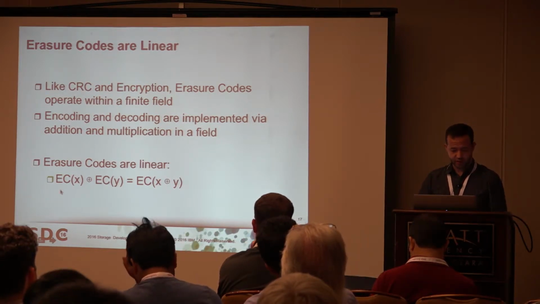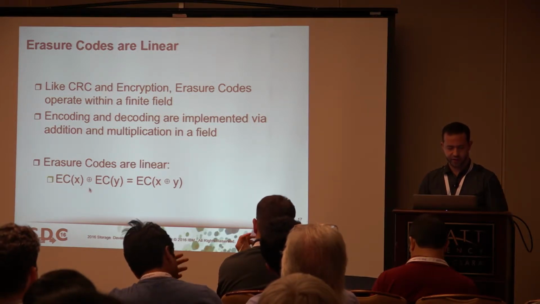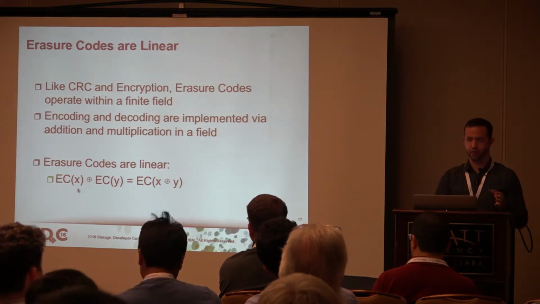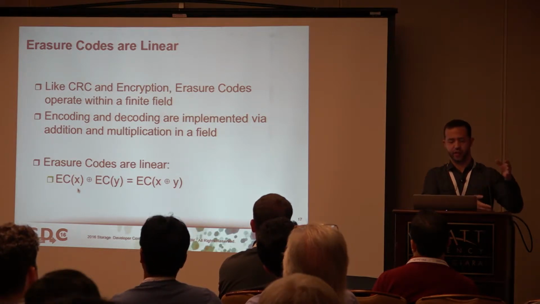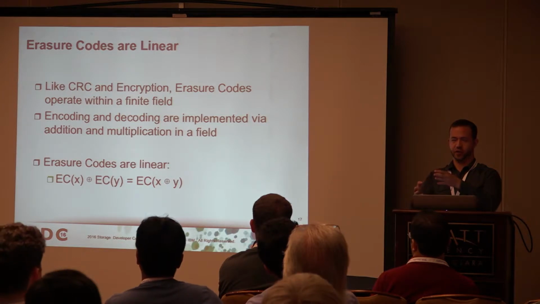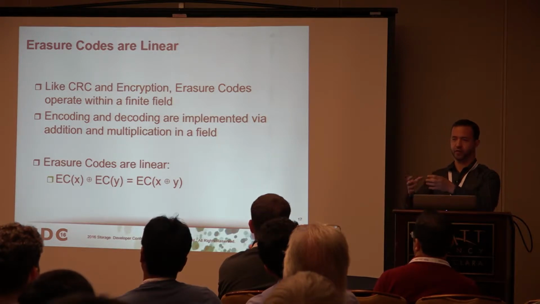So we can say, and I'll demonstrate this on the next slide, that erasure codes are linear. They have this property that if you erasure code some input message X, you get a set of fragments. And if you XOR those fragments with the fragments you get from erasure coding another message Y, you'll get the same result as if you erasure coded the combination of those 2 messages.